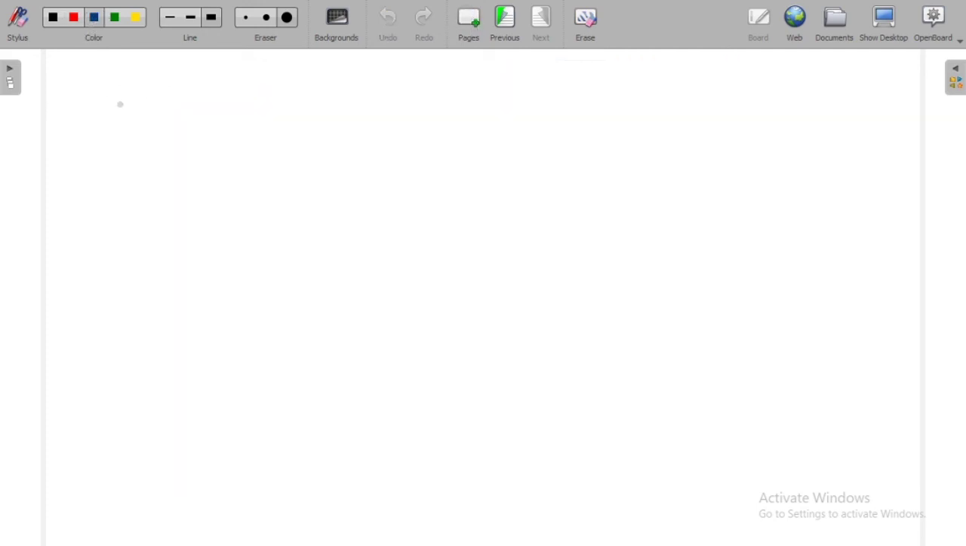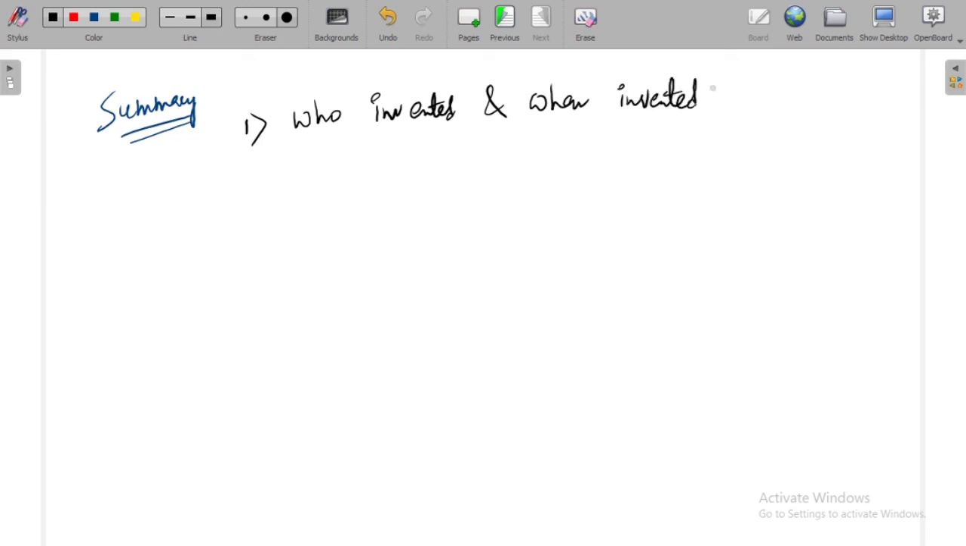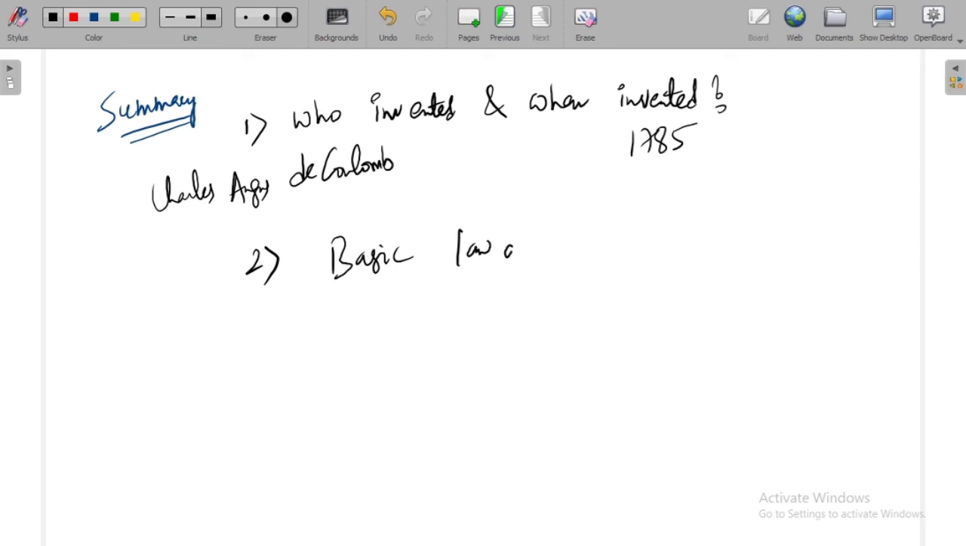So I want to end this class. Let us have a summary of what we have covered up to now. First we have seen who invented Coulomb's law and when it was invented. It was invented in 1785 by the scientist Charles Augustin de Coulomb. The second thing is that it is the basic law of electrostatics. The third thing is that according to Coulomb's law, force is directly proportional to the product of the charges and inversely proportional to the square of the distance between them.